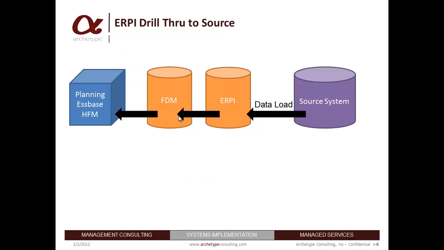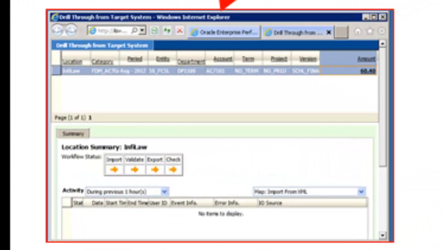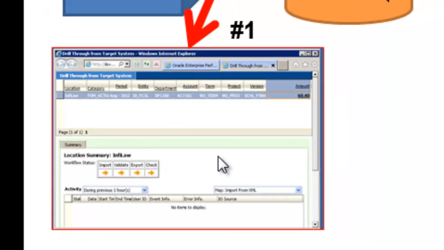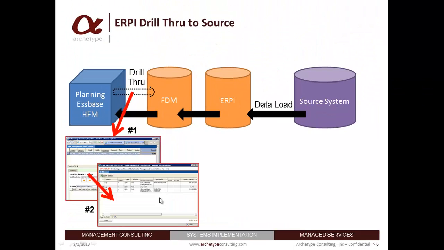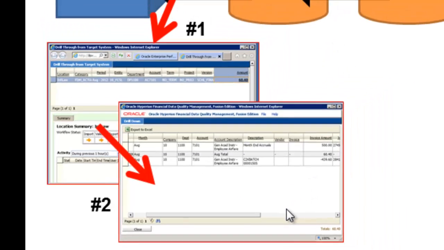I want to show you an illustration of how the drill through works. I'm going to assume here for the moment that we are using ERPI and FDM together. And what this looks like, and hopefully you'll like my little animation, is the first step we'll start over here in Planning, Essbase or HFM, and you drill through back to the FDM detail. So you see this first screen here is an FDM screen. The second one you'll get to is a very detailed screen in FDM where you might see, say, some transaction details, kind of small pictures of what FDM would look like there.